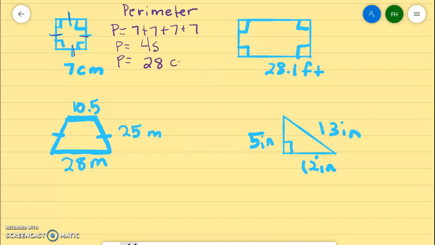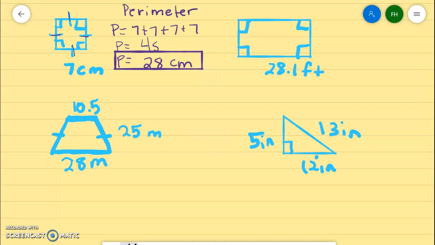But technically you are adding all 4 sides up. So just remember that if you get confused on the test, just say, if I'm asked to do perimeter, all I'm doing is adding the sides up.